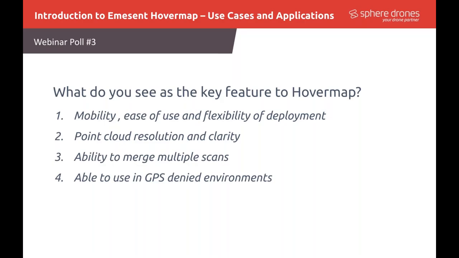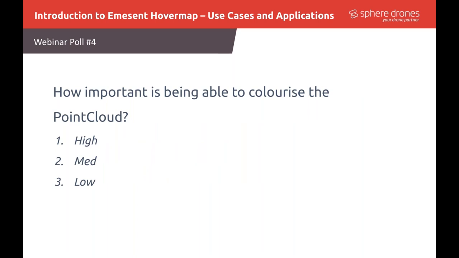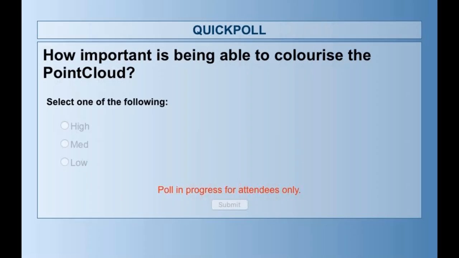Thank you, everyone. And another poll question here is, how important is being able to colorize the point cloud to you? So I'm just going to launch that right now. And I guess where this is going is, we're going to provide this information back to Emesent on the back of this webinar to really understand the audience that we've got today and what's very important to them. So obviously, the fantastic thing about working closely with Emesent is that we're able to provide them this feedback between the two organizations. So thank you, everyone, for submitting your poll question.